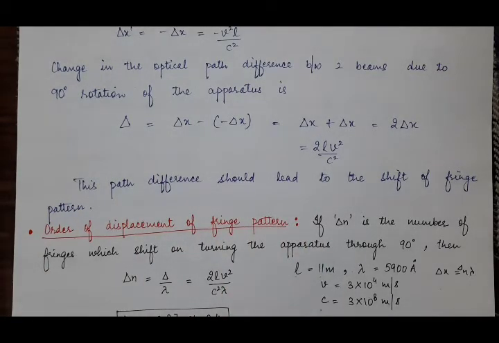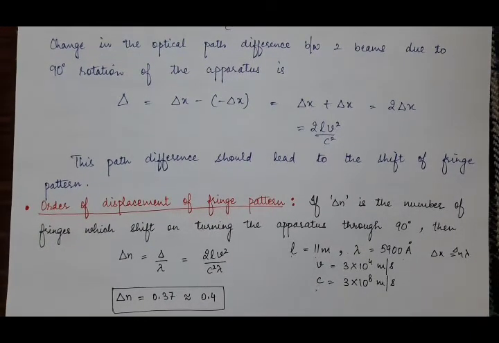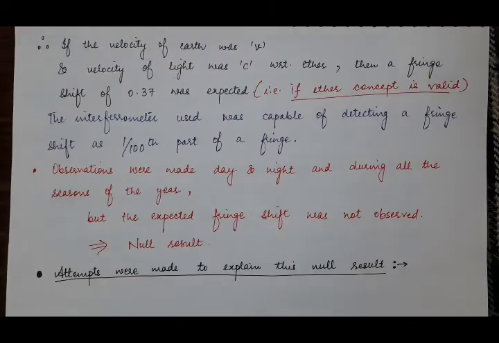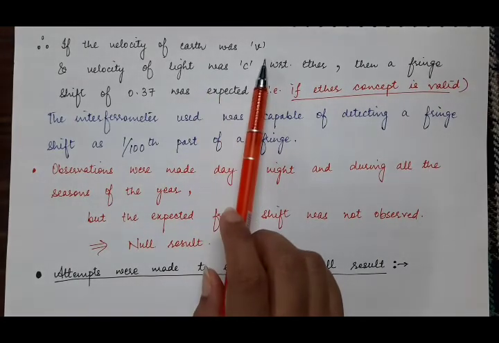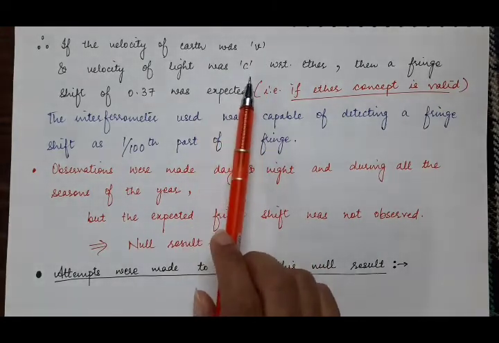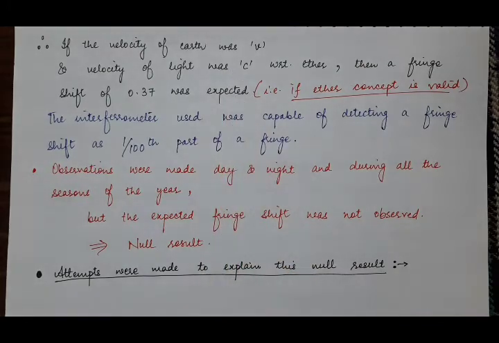Theoretically, this was done theoretically, and what they obtained experimentally was just the opposite. So they were expecting a fringe shift of 0.4 if the ether medium actually exists. Or you can say that if the velocity of Earth with respect to ether is v and the velocity of light with respect to ether is c, then a fringe shift of 0.37 was expected. Or you can say that if the ether concept is valid, then this fringe shift was expected.